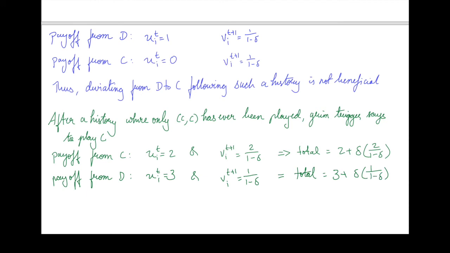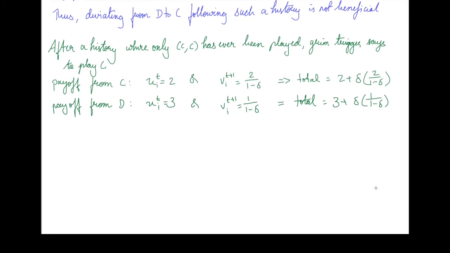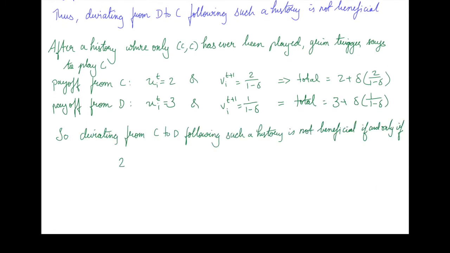So deviating is not beneficial if and only if the payoff you get from not deviating is at least as high as the payoff you get from deviating. If we simplify this, it's 2 minus 2 delta plus 2 delta, divided by 1 minus delta.